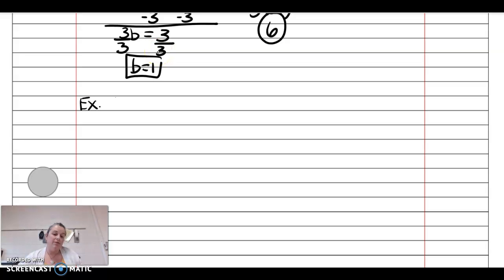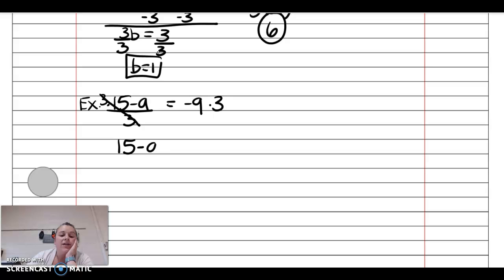All right, let's try 15 minus a, all over 3, equals negative 9. Now this one's a little tricky because the whole numerator is divided by 3. Normally we would do our subtraction first, but because the whole numerator is divided by 3, we have to get rid of that first. So we're going to multiply both sides by 3 first, and then see what we have. 15 minus a equals negative 27. Now this looks like something we can do.